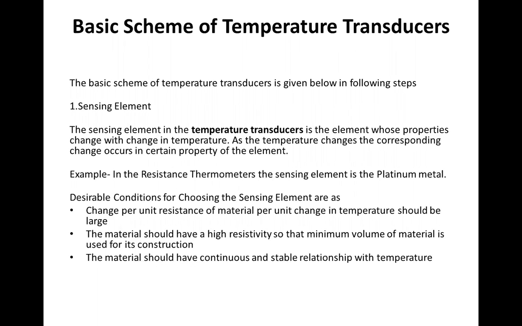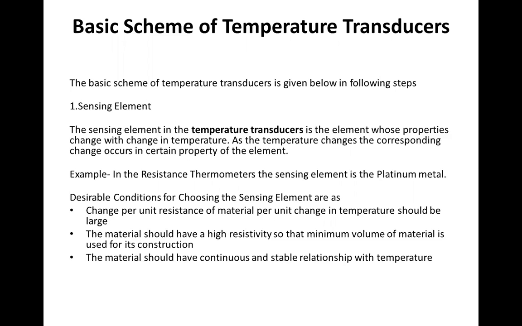The basic scheme of temperature transducers is given below in the following steps. First one is the sensing element. The sensing element in a temperature transducer is the element whose properties change with change in temperature. As the temperature changes, a corresponding change occurs in a certain property of the element. For example, in resistance thermometers, the sensing element is the platinum metal.